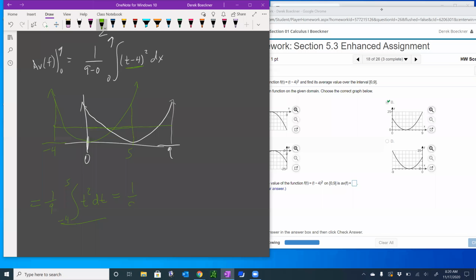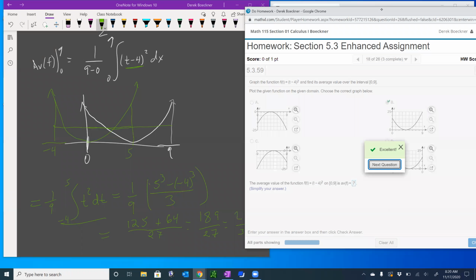That integral is 1/9, and then I've got the 5 cubed minus -4 cubed over 3. So that's going to be 125 plus 64 over 27. So that's going to be 189 over 27. And those are both divisible by 9. That's 21 over 3. That's actually divisible by 27. Okay, so that's 7. So my average value over that is going to be 7.